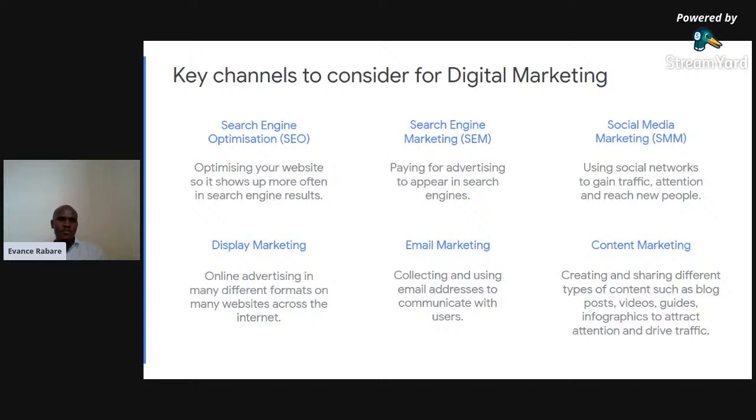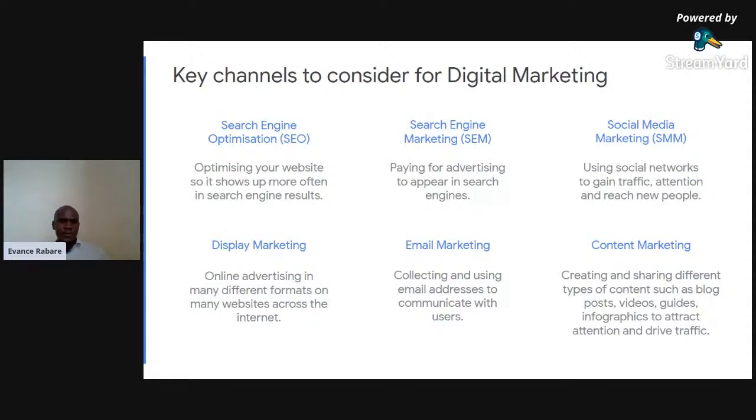All right, so let us look at search engine optimization. So have you ever been somewhere where people are talking about SEO, and you wonder, what is this SEO that people are talking about? It's just an abbreviation, but it's pretty simple. They're just talking about optimizing your website so that it shows up more often in search engine results. So you have a website and it's not even showing on the first page. It means it lacks SEO. So that is the SEO that people are talking about.